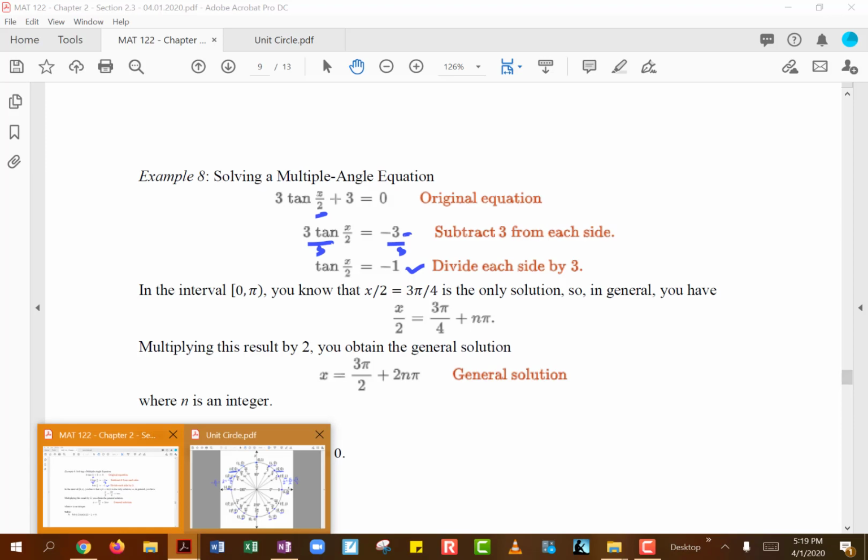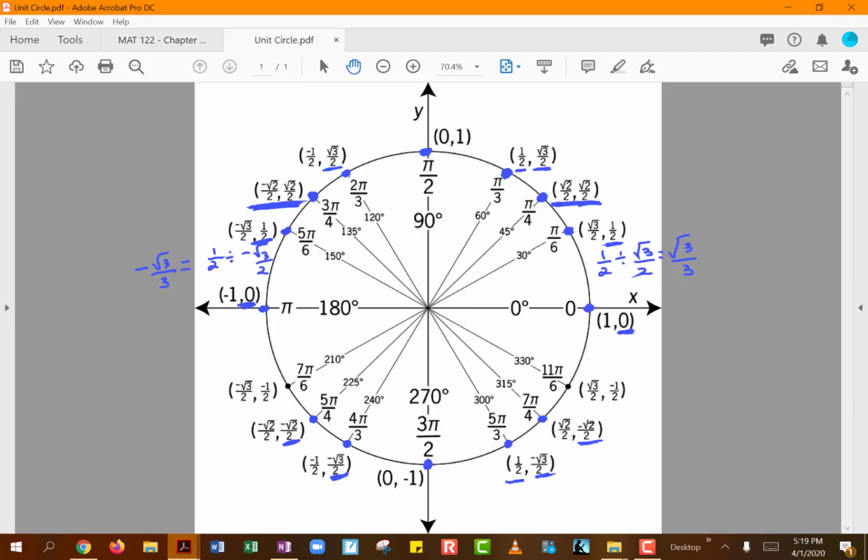Now again, you can use the unit circle to see where your tangent value is going to be -1. And of course, as you can see, that's going to happen here at the 135-degree angle, 3 pi over 4. And since tangent only has a period of pi, you're only looking at the interval 0 to pi, which means the first two quadrants.